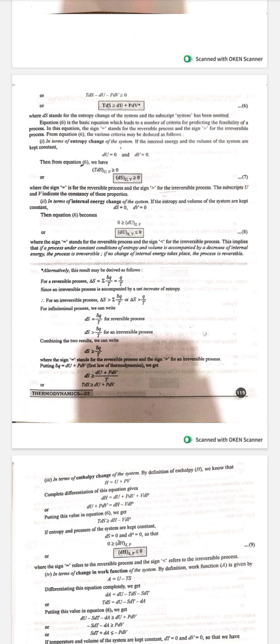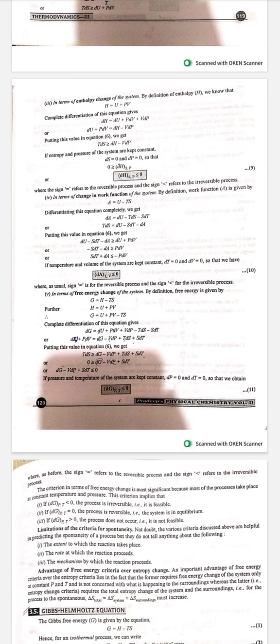Third, in terms of enthalpy change of the system, by definition of enthalpy, we know that H is equal to U plus PV. Complete differentiation of this equation gives dH is equal to dU plus PdV plus VdP. So dU plus PdV is equal to dH minus VdP. Putting in the equation, TdS is greater than or equal to dH minus VdP. If entropy and pressure of the system are kept constant, dS is equal to 0 and dP is equal to 0, so that 0 is greater than or equal to dH at constant S and P, where the equal sign refers to the reversible process and the greater than sign to the irreversible process.